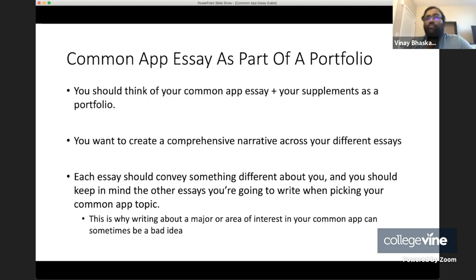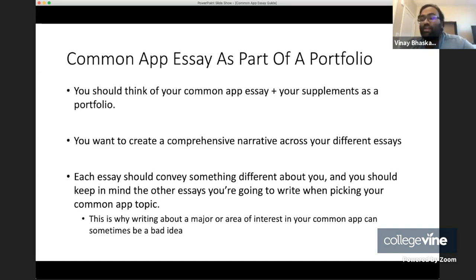Now, one final thing to keep in mind with the Common App essay is that you need to think of your Common App essay as part of a broader portfolio of essays, right? So with a given college, when they look at your application, they're going to read your Common Application essay. But in many cases, they're also going to have supplemental essays. And you need to think of these essays as a portfolio and create a comprehensive narrative across these different essays, right? And so how that works is with each essay, you want to try to convey something different about yourself.